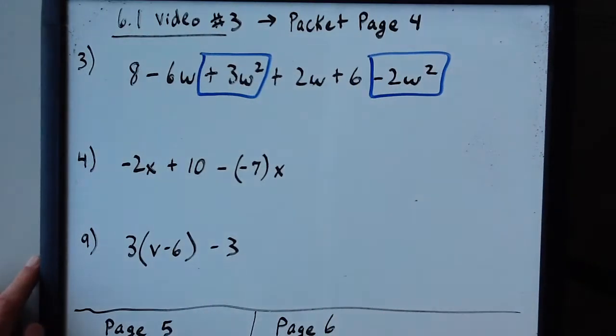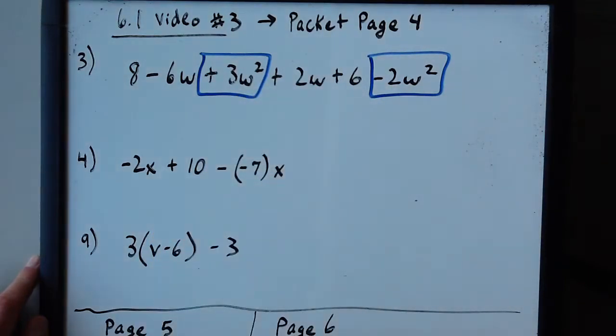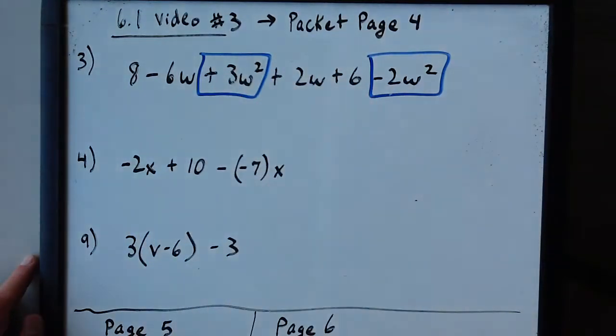I have a positive 3w squared and a negative 2w squared. I'm going to use shapes to show that these are like terms. I put them both in boxes. Then I add their coefficients. Remember that the coefficient is the number in front of the letter, the number being multiplied by the variable. So here the coefficient is 3, here the coefficient is negative 2. I need to add those together. 3 plus negative 2 is the same as 3 minus 2, which is 1.